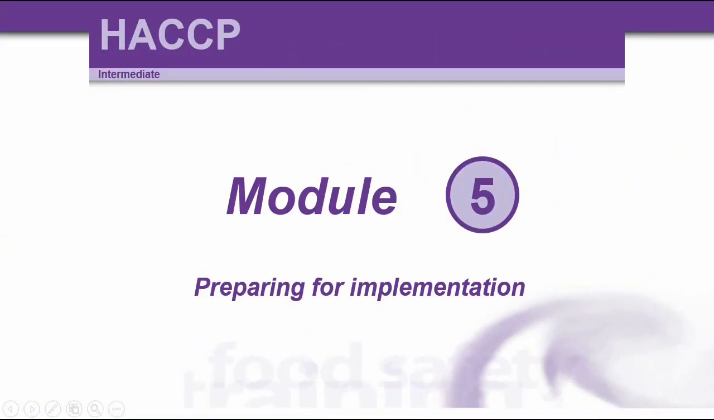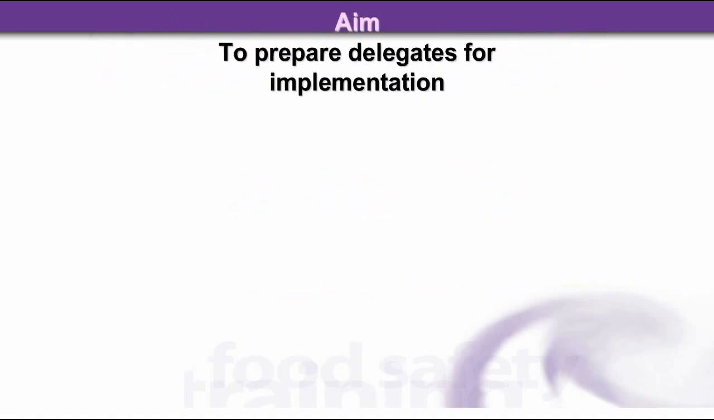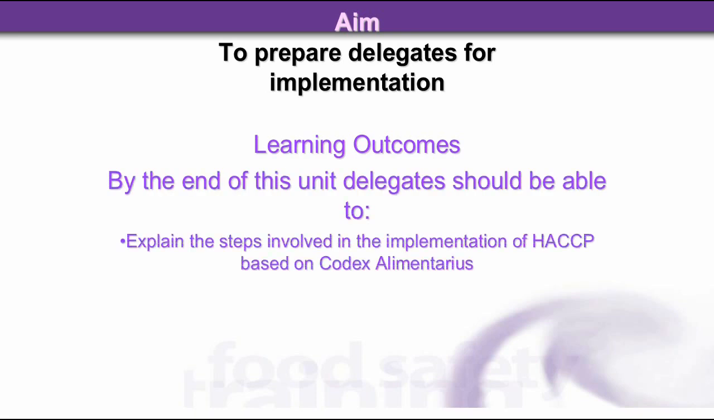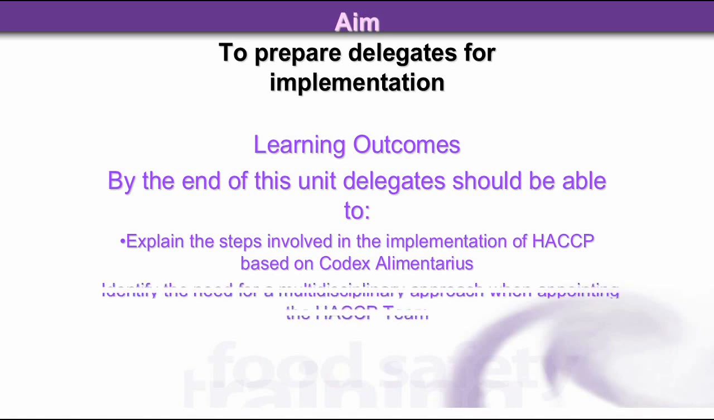Okay, Module 5 of the HACCP Intermediate course, or Level 3, Preparing for Implementation. As I've mentioned earlier, this can be used for Level 2. So the aim of this Module 5 is to prepare delegates for implementation of HACCP. And the learning outcomes, by the end of this unit, delegates will be able to explain the steps involved in the implementation of HACCP based on Codex Alimentarius, that group of experts that sit in various parts of the world to discuss food safety issues.